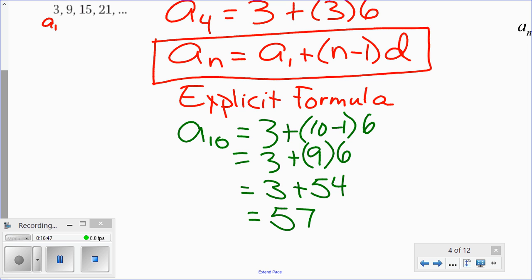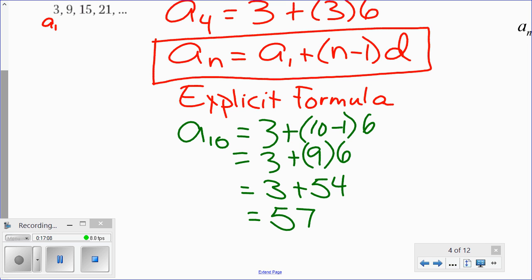That's pretty cool, isn't it? No matter what n I give you, you can find an a sub n, right? If I said find a sub 101, you can find it, right? So our explicit formula, any n I give you, you can plug it in, you can come up with an a sub n. All right.